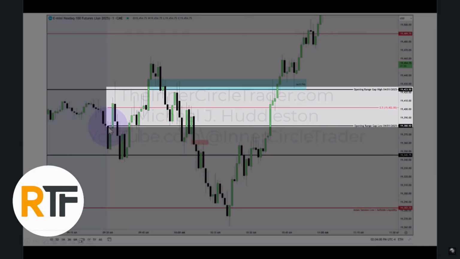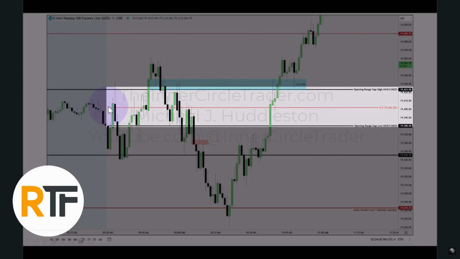And then we have the opening price there. So that is the opening range gap low, and the opening range gap high is the previous settlement price at 4:14 p.m. Eastern Standard Time on a 1-minute chart. And then that's your opening range gap. Half of that is this red line here. That is the consequent encroachment level.